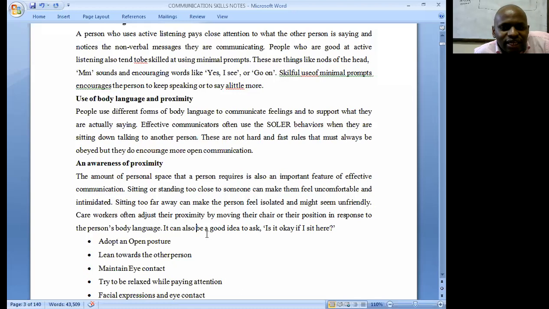The other thing is care workers. Care workers often adjust their proximity by moving their chairs or their position in response to the person's body language. Sometimes, if you are far away, some people might move their chairs closer to you so that they can understand and clearly hear what you really wanted to communicate. It can also be a good idea to ask, is it okay if I sit here? If you feel you are not comfortable, don't keep quiet. Always ask so that they will understand.